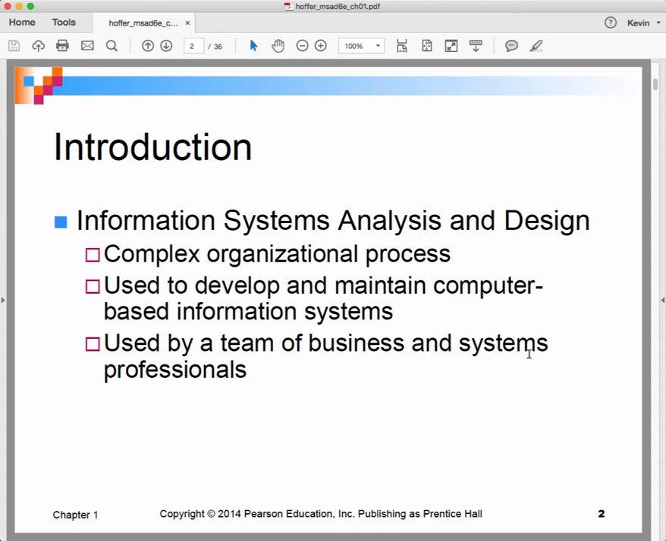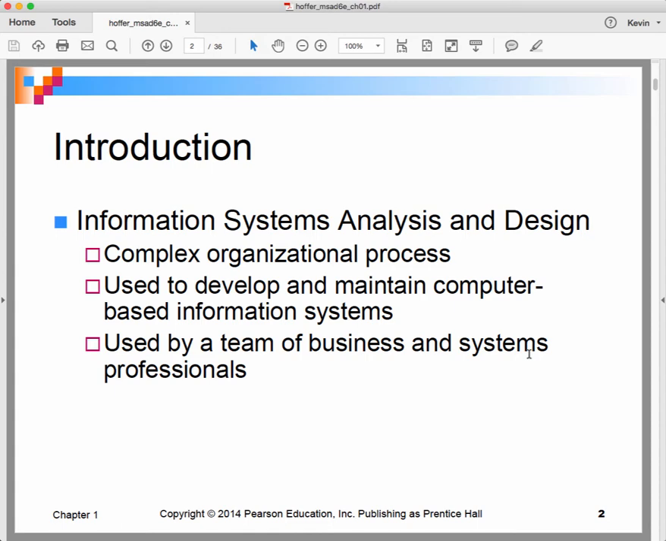So this is a complex organizational process. Complex because it's complex. Organizational because we are trying to solve problems or capitalize on opportunities for some organization. So it involves people and the processes that they do and their interrelationships with each other. So it's complex stuff. It's used to develop and maintain computer-based information systems.